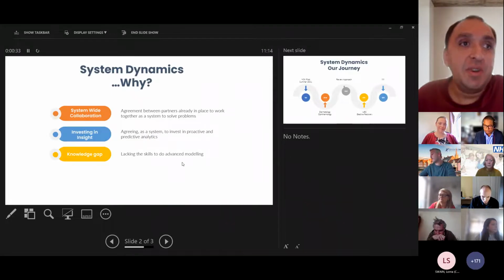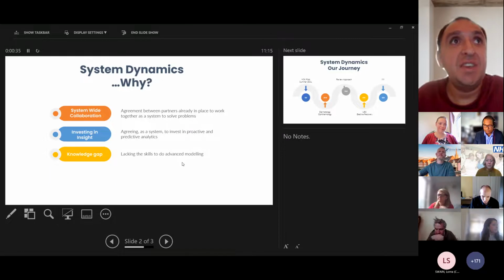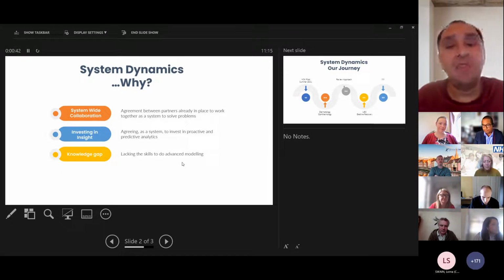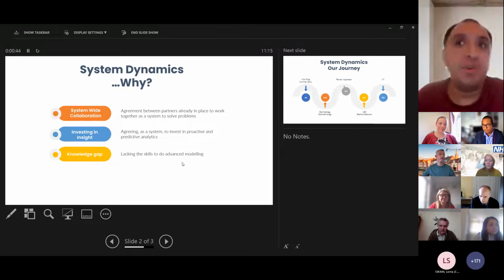And there were a few reasons we decided to become involved in system dynamics. The first one was we were already working together as a system, but we didn't have the kind of modelling capability to bring everything together. We were talking about single PTLs, sharing workload between the 3 acutes, but we weren't doing it.